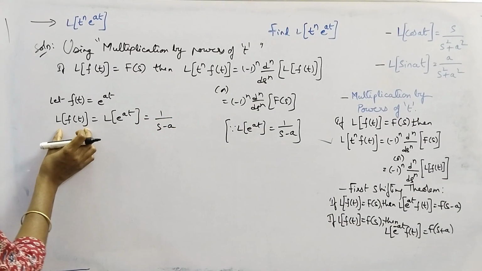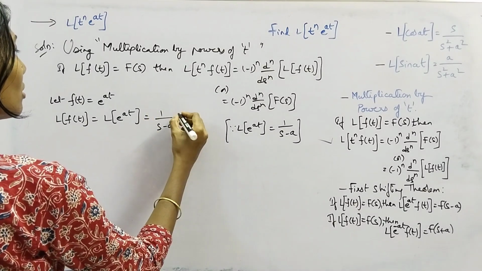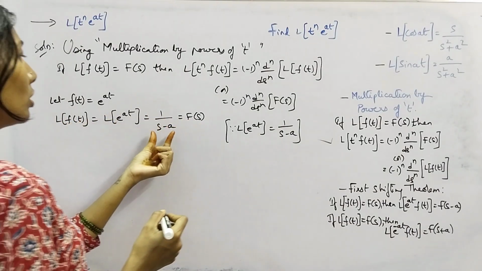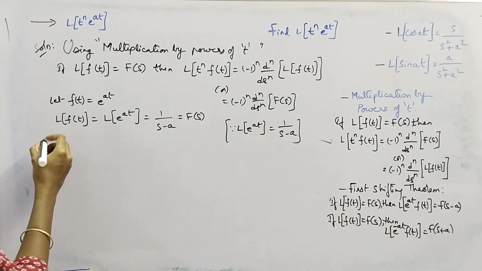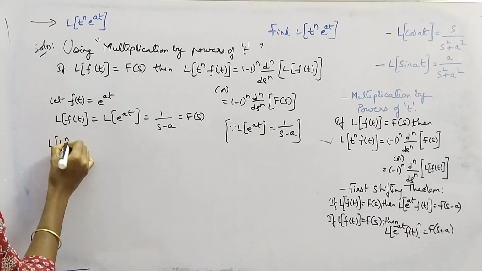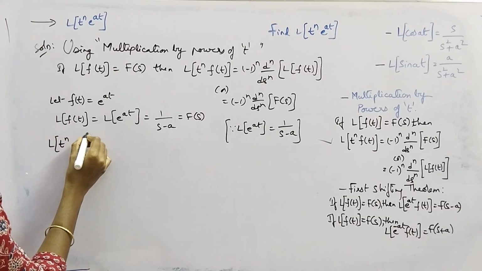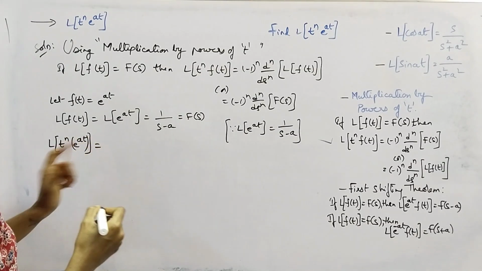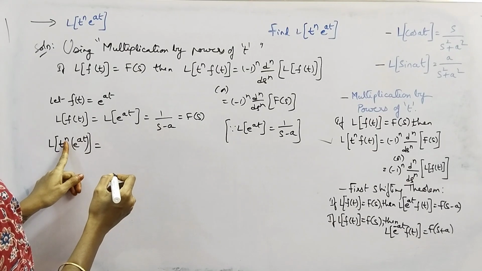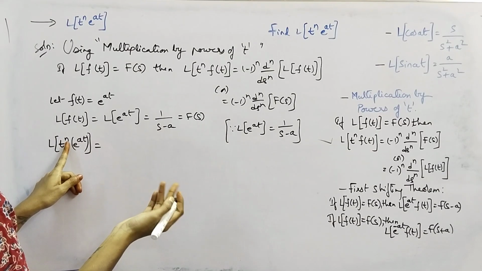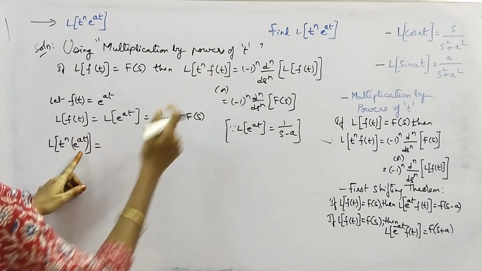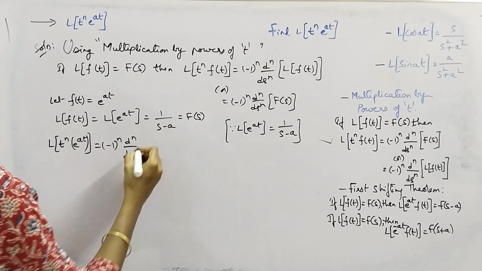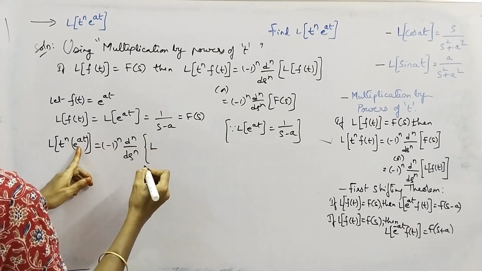Now we got L of f of t equal to the outcome in s, which is called F of s. Now we are going to find L of t power n into f of t, where f of t equals e power at, for n equal to n. So L of t power n f of t equals minus 1 power n into d power n by ds power n into L of f of t.